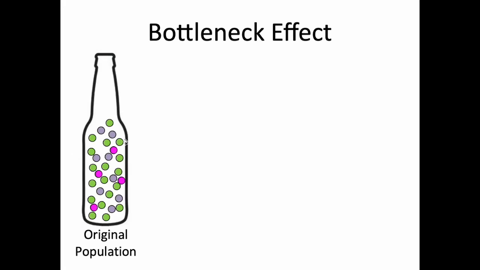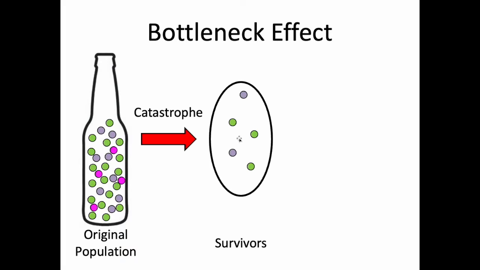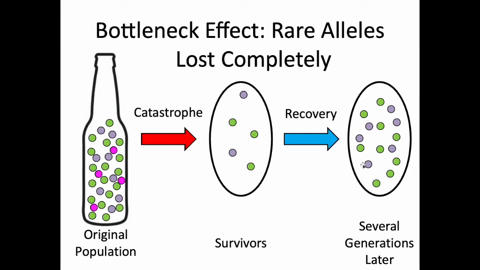Or, starting population, maybe these are the survivors. And after a few generations of recovery, we end up with a population like this. None of the survivors had this purple allele in this scenario. Again, it was pretty rare. It's not that weird that none of the survivors would have that allele. So now this rare allele has been lost completely. A few generations later, it's completely gone from the population because none of the survivors had it.